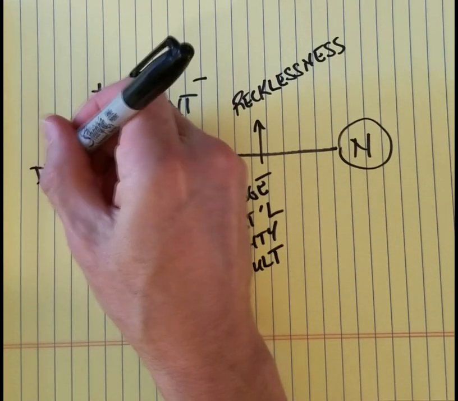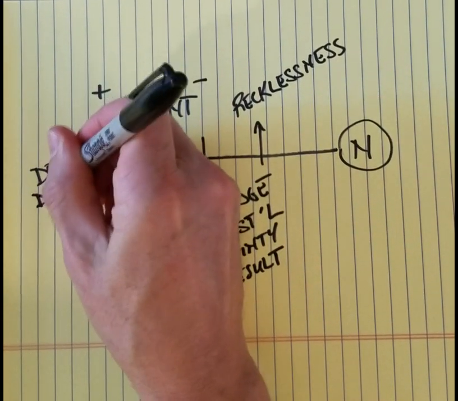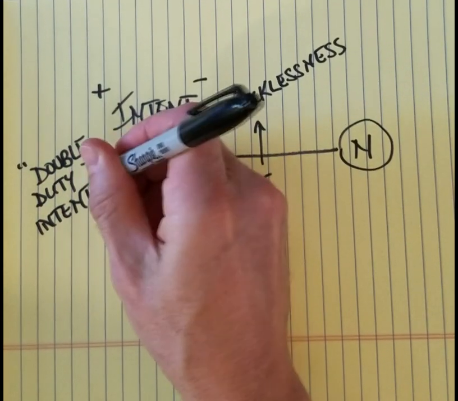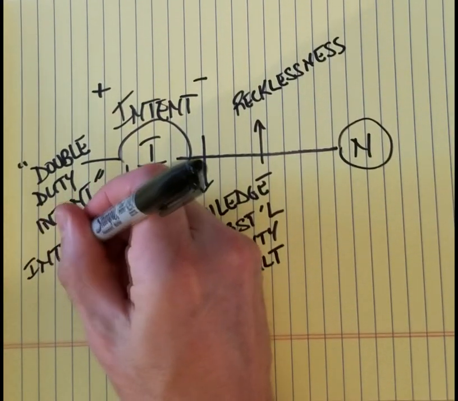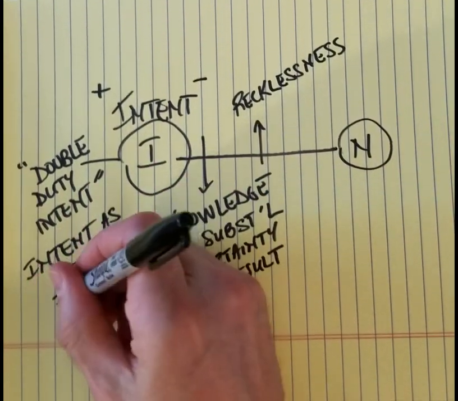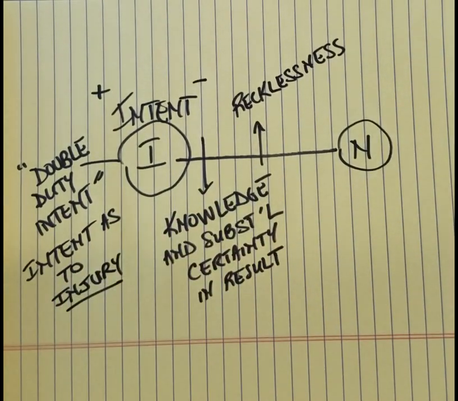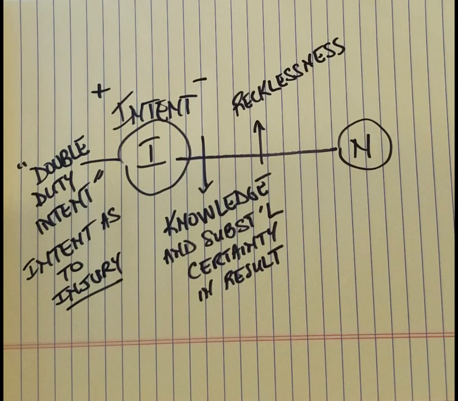Those states might be called intent minus, that is less than intent, but there are also intent plus states, more intense requirements of proof, such as double duty intent, which requires a plaintiff to prove that the defendant intended not only a volitional act, but also the injury that resulted from it. And that's very hard to do.